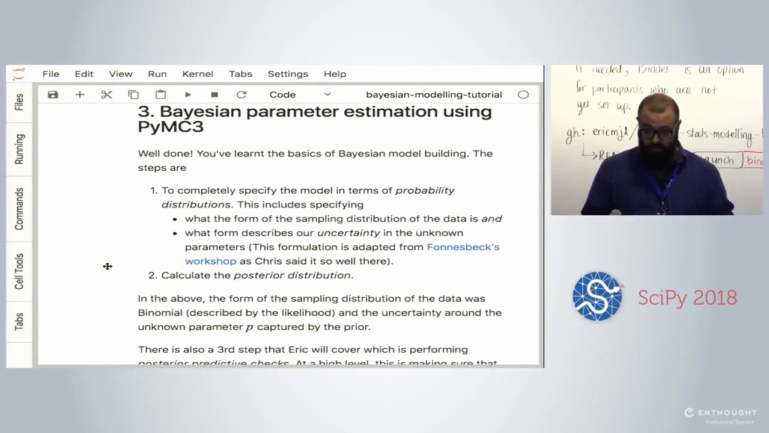On top of that, you've specified what form describes our uncertainty around the unknown parameters, okay? And that's encoded in the prior.